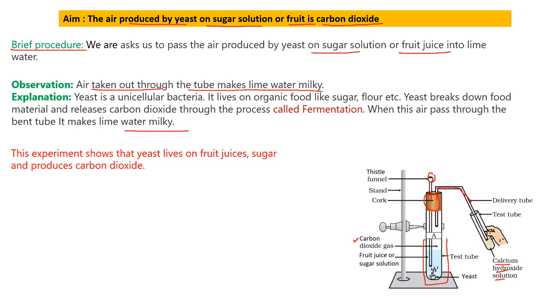And this process is known as fermentation. We usually use this process when we make bread, naan, and I think even dosas and dhoklas. That's why they become very fluffy, because of the release of carbon dioxide gas.